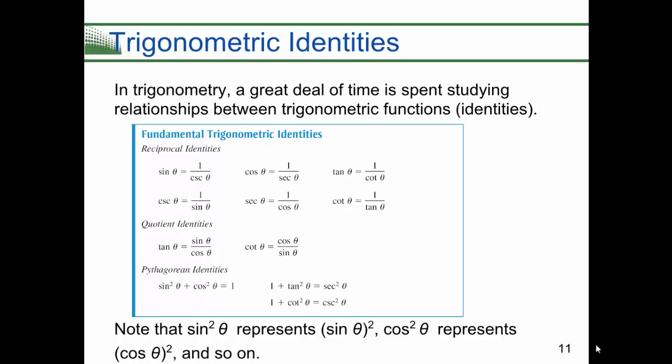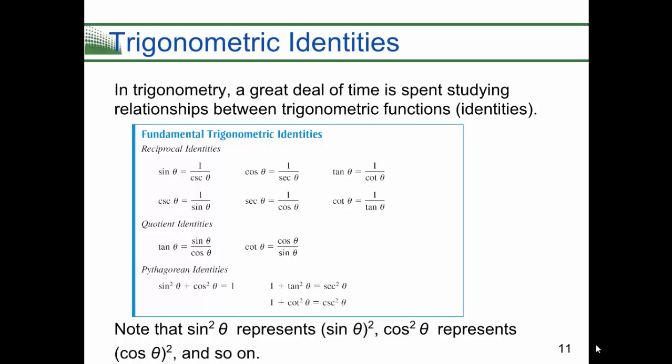1 plus tangent squared of theta equals secant squared of theta. And 1 plus cotangent squared of theta is equal to cosecant squared of theta. We will use them so much that I believe that you will be able to memorize them.